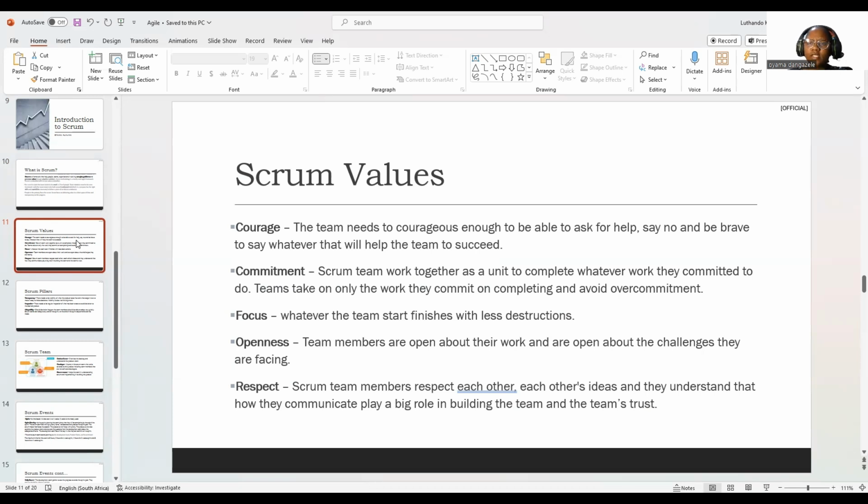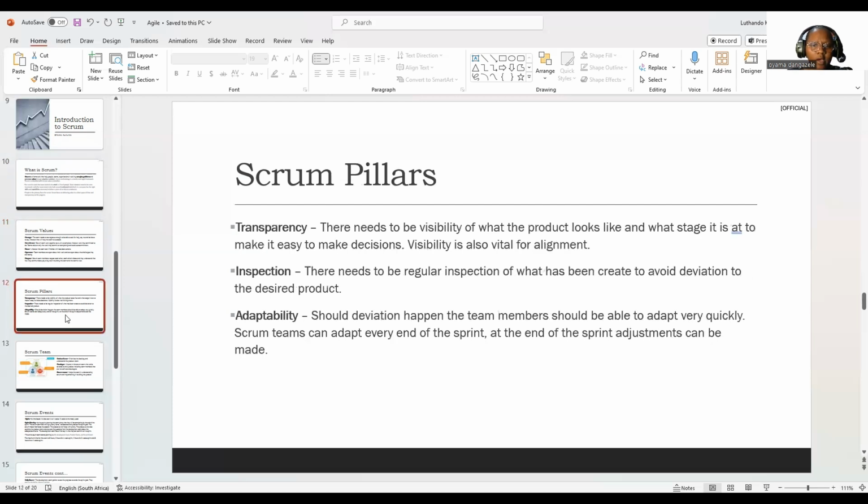Respect goes a long way. We need to respect each other. Whether you are a senior developer, a junior developer, or somebody new in the company, or new in the team in particular, we need to be able to respect each other and get across whatever we want to get across with respect, so that we are able to build the team morale.